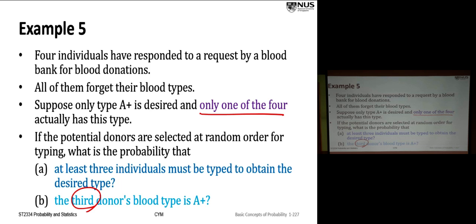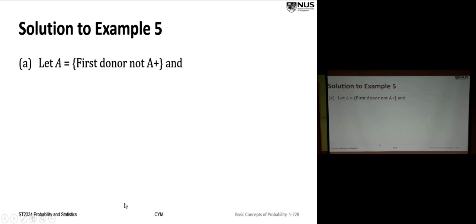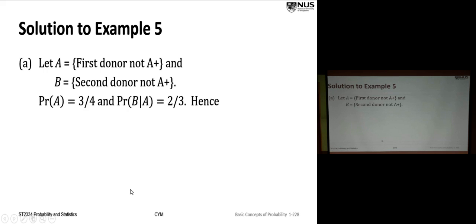All right? In general, we don't know what happened to the first one, what happened to the second. You have to work out. But in this particular case, the first one must be non-A+. The second donor must be non-A+, so that the third one is A+. Okay, so now I define A to be the first donor, not A+. B, the second donor, not A+. So the probability of A, therefore, since only 1 has A+, non-A+ is 3/4.